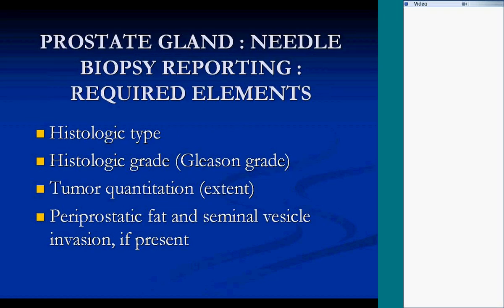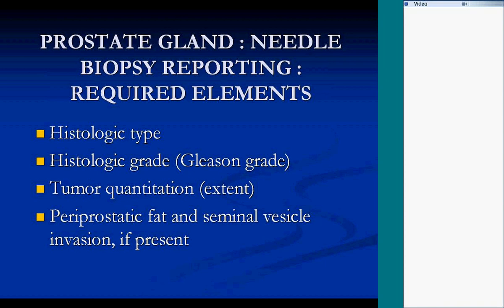So now let's focus on the prostate gland and needle biopsy reporting. There are 4 major required elements, and we'll go through these one by one. The first one that we'll talk about is histologic typing. The second one is histologic grading, and when we talk about grading, it'll be exclusively Gleason grading, which is now the international accepted standard, and that's true in the new AJCC Cancer Staging Manual as well.